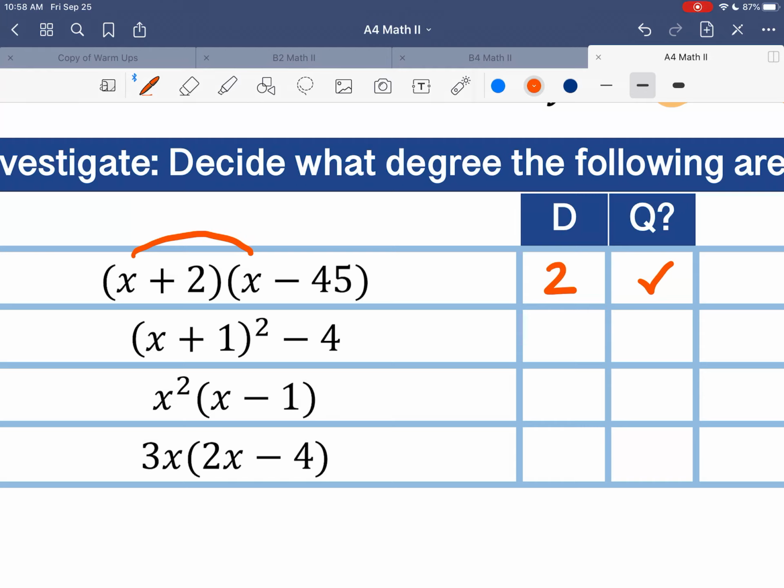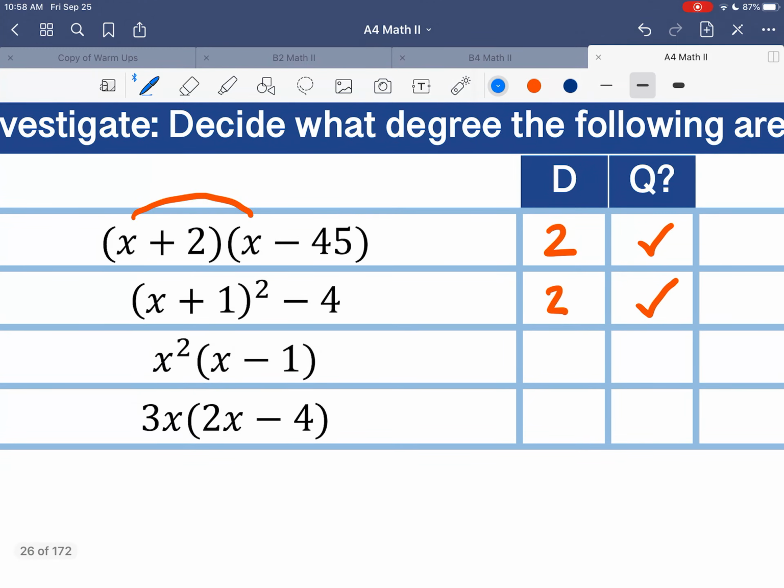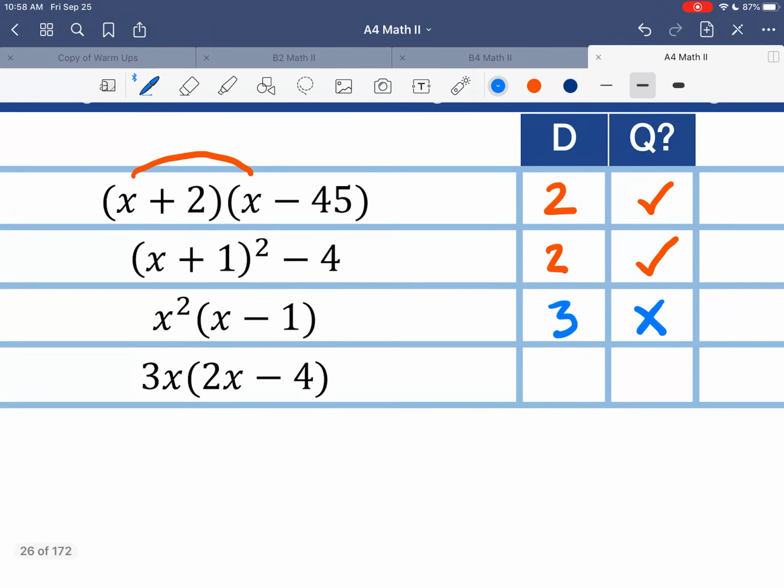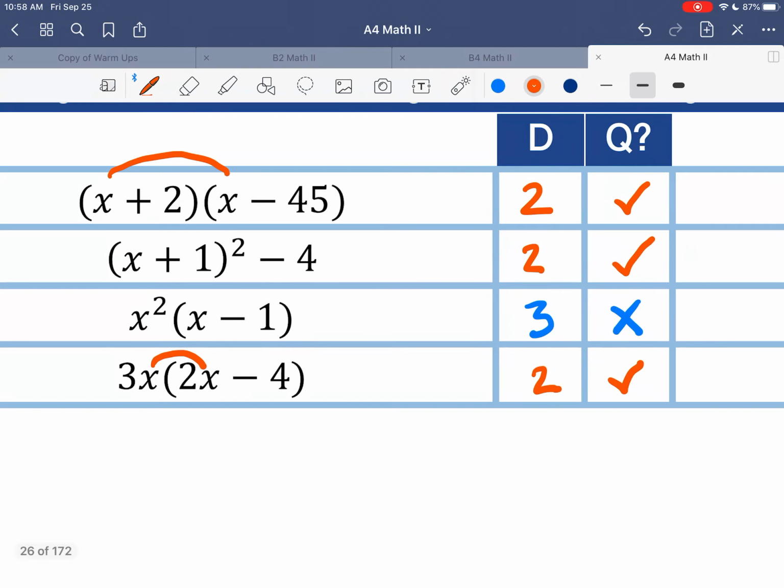This one here also has an x to the power of 2. So that's also a degree 2 quadratic, and yes, it's a quadratic. This one, notice that if we were to distribute, we would have to multiply this x squared by the x here, by another x, which would give us a power of 3. So that degree would be 3, and therefore it's not a quadratic. It's too high of a degree there. This one, we would multiply 3x by 2x, giving us a 6x squared, and that's the highest power of x we would get in that multiplication, so that's also quadratic.